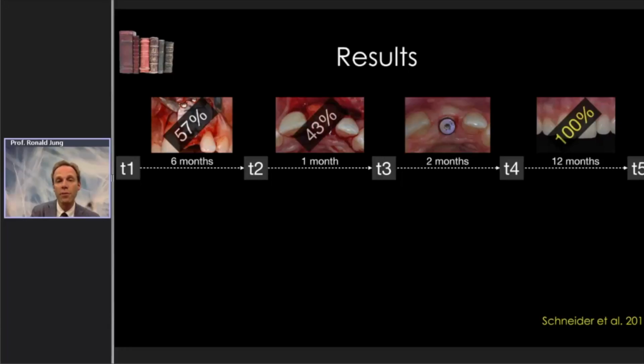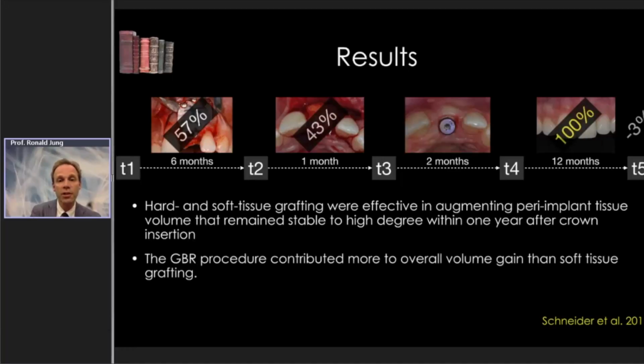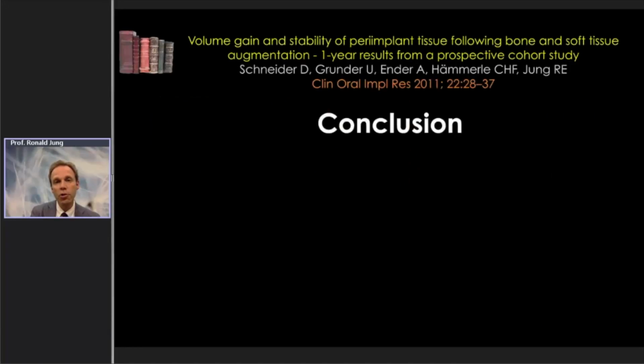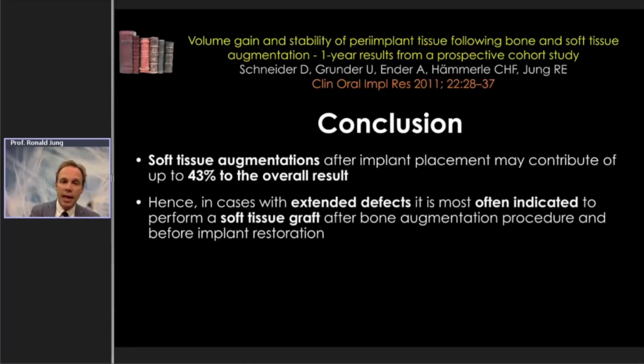So both hard and soft tissue grafting were effective in augmenting peri-implant tissue. The GBR procedure contributed a little bit more to the overall result. The conclusion of that study was that soft tissue augmentation after implant placement may contribute up to 43% of the overall result, which is quite a significant amount. Therefore, we think that in cases with an extended defect, it is most often indicated to perform soft tissue grafting after bone augmentation procedures. And this was exactly the case here, where we needed to do a post-operative soft tissue grafting.